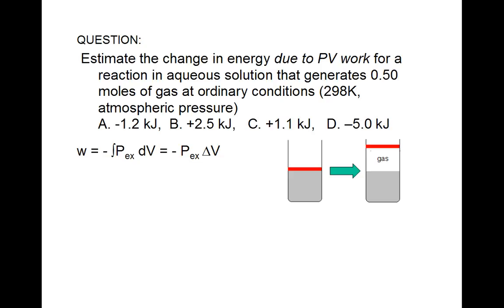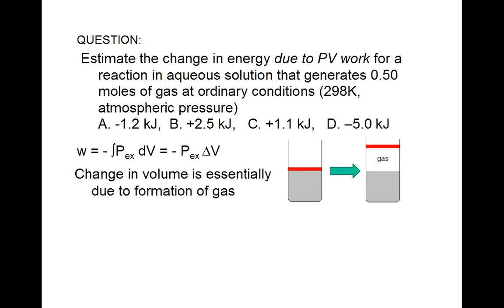Therefore, choices B and C are incorrect. Both of these are positive. We expect a negative value for W. Since the change in volume is essentially due to the formation of the gaseous product, we can say that the change in volume, delta V, is equal to the volume of the gas produced.